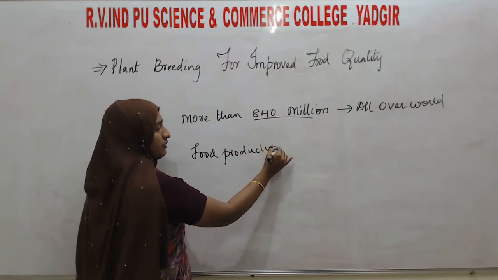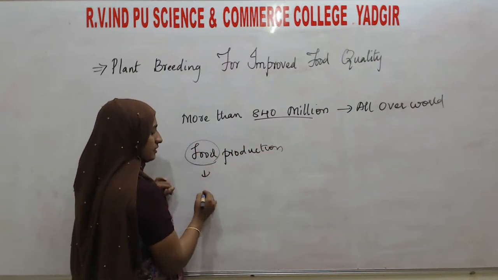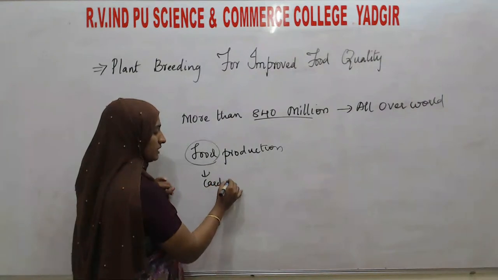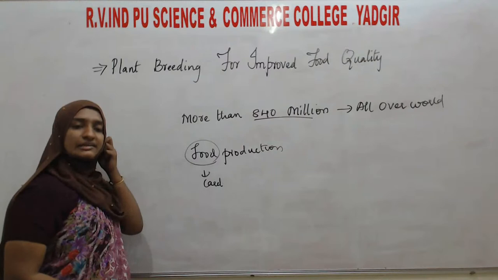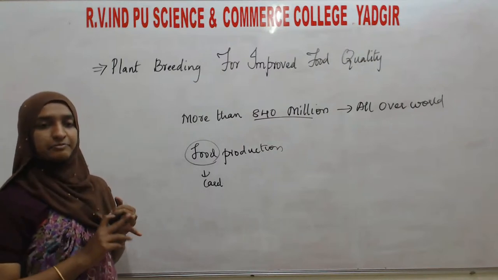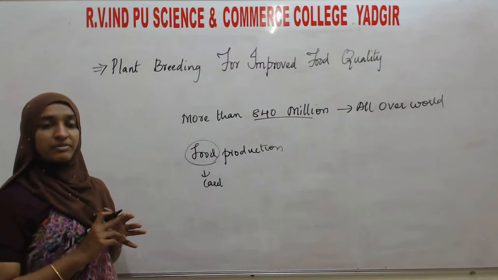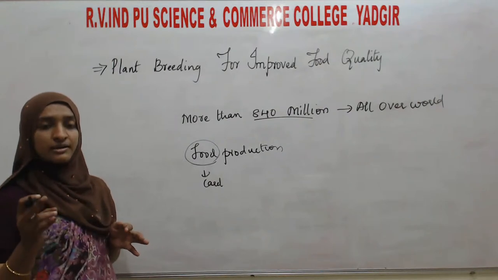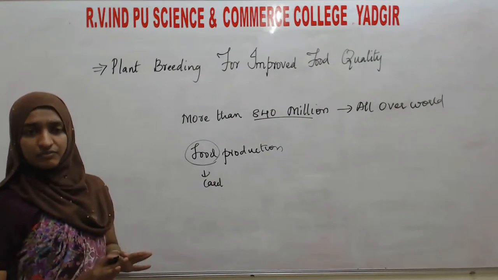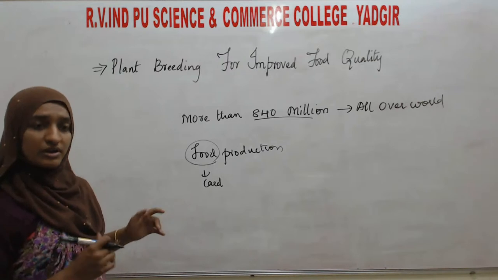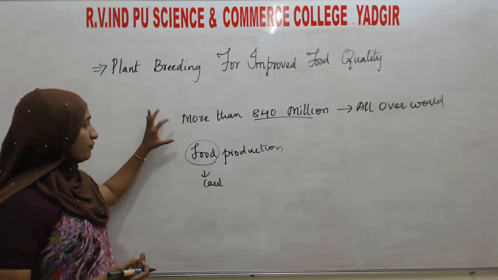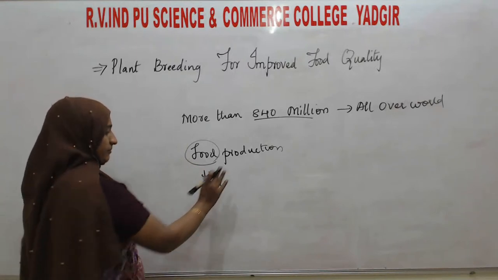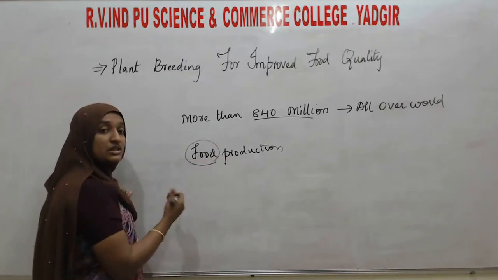Food means what? That is the carbohydrates. What are the nutrients which are present in the food? In the food come the cereals, pulses, grains, then meat, beef, chicken, dairy products and all. Everything will come under this food that the whole population is going to consume. So in the food, what are the nutrients? We are talking about their nutritive value.